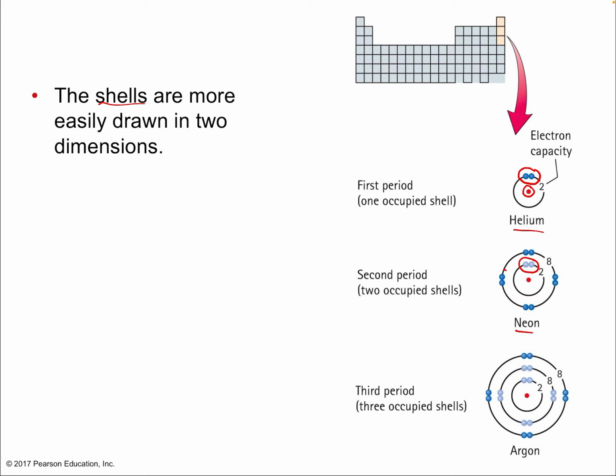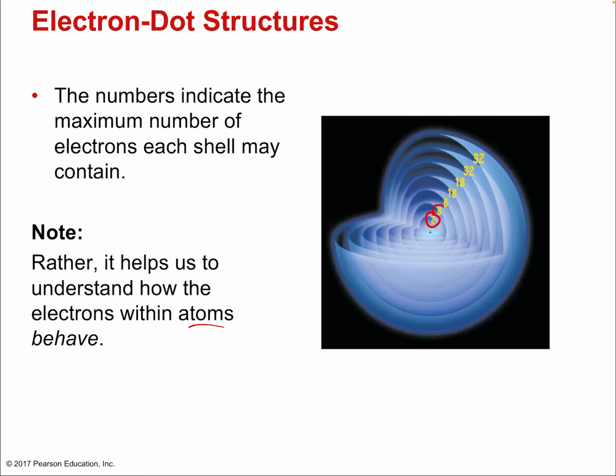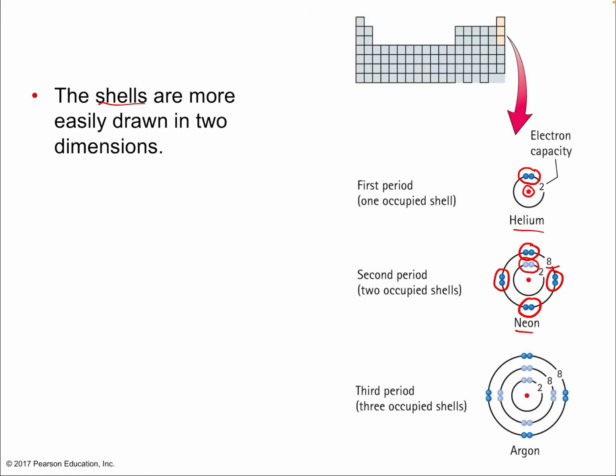And how many are there? Well, 2 plus 2 plus 2 plus 2, 8. Is that how many fit in the second shell? Absolutely. 8 electrons fit in the second shell. That means that neon has 2 full shells. And so on for argon. Argon has 3 full shells. So these examples, helium, neon, and argon, have completely full shells.